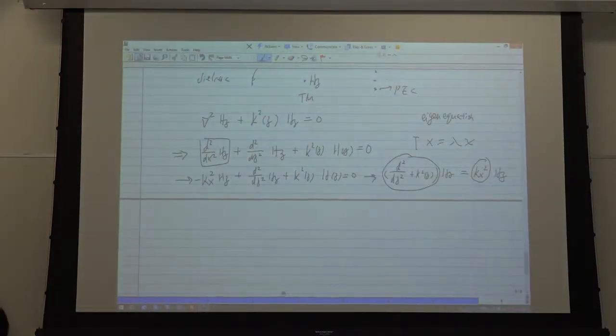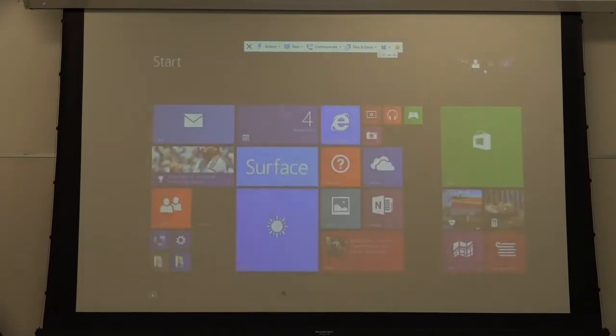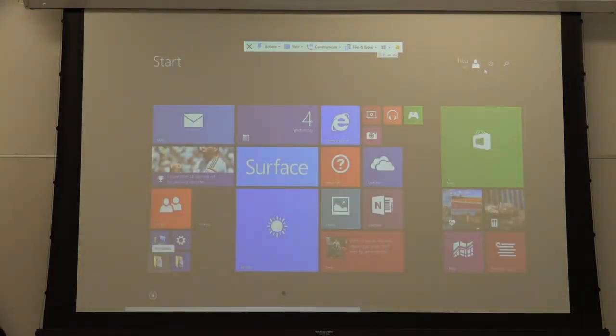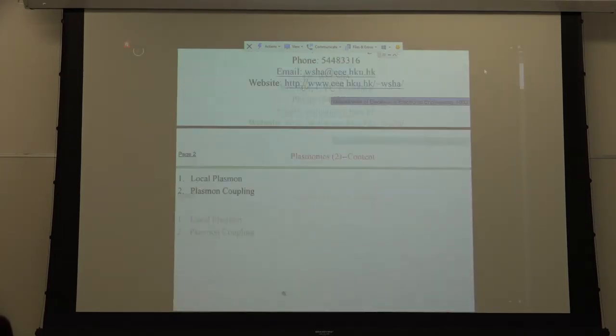Now I talk about the local plasmon. This is quite a different field. So, surface plasmon, now we talk about local plasmon. Typically, local plasmon is for the nanoparticle. For the nanoparticle, I go to the document. Find this plasmonic particle 2. Okay, so this is local plasmon.